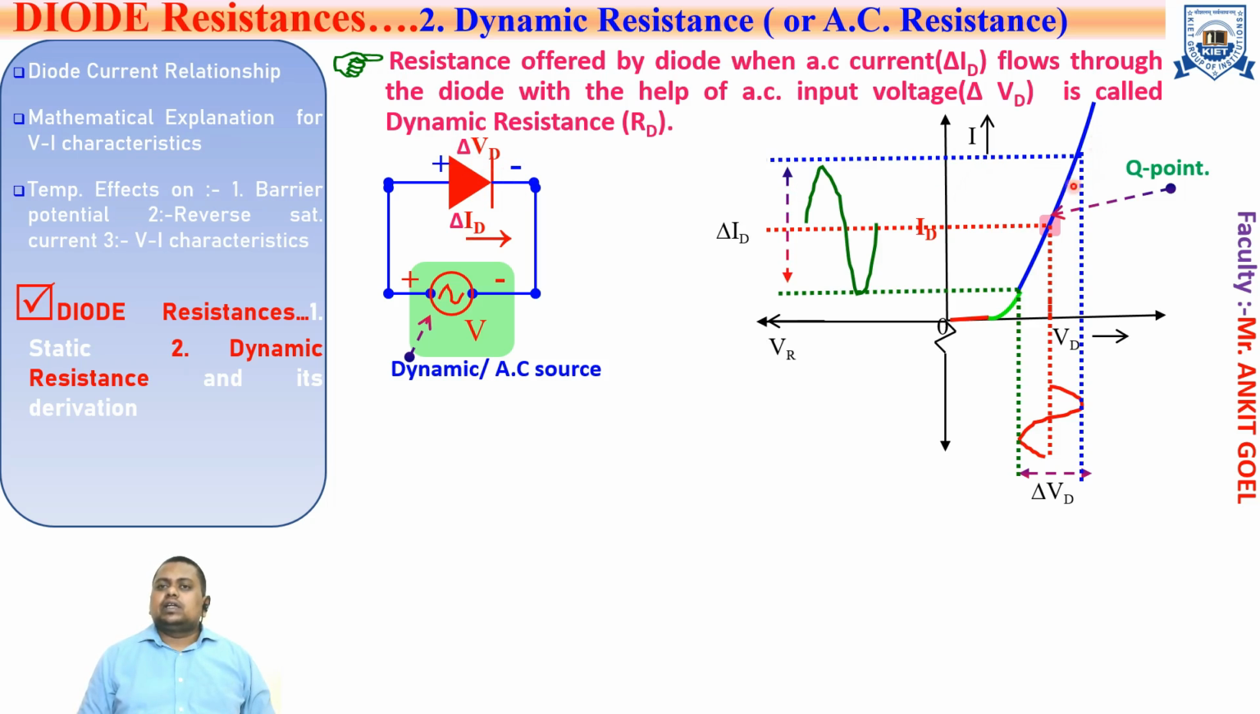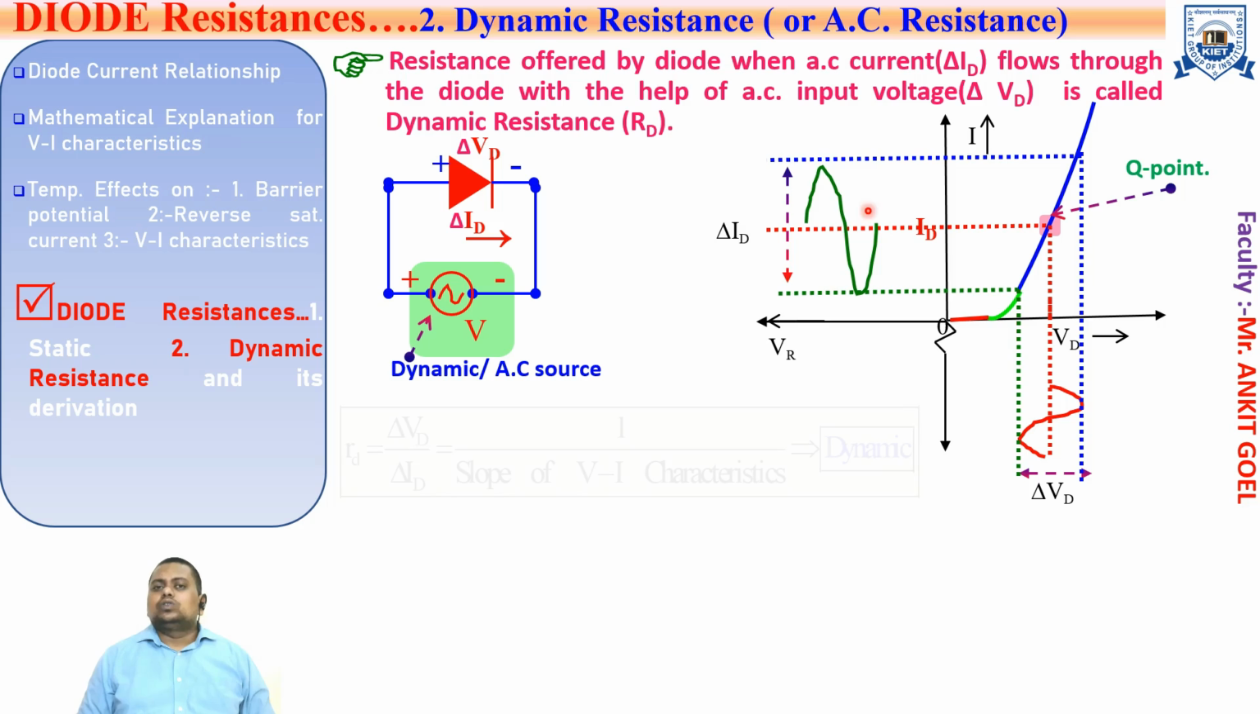So if we talk in terms of the VI characteristics, this is the Q point, right? If the voltage across the diode is changing between these two extreme points, the current is also going to change. If the voltage across the diode increases in the first half, you can see an increase in the diode current, and if the voltage decreases, the current across the diode decreases. So this is the extreme range of the voltage, and this is the range for the current.